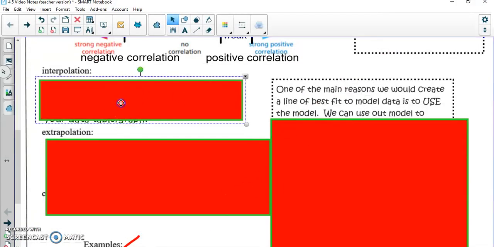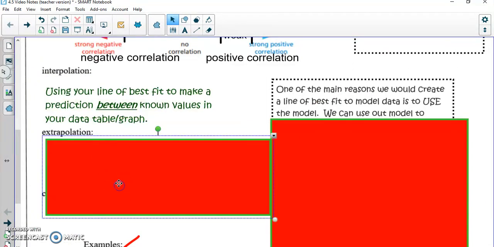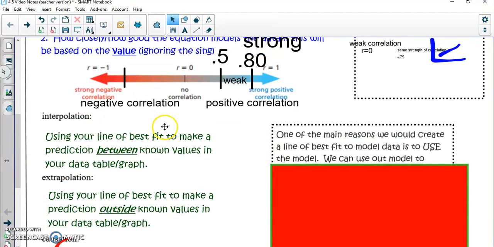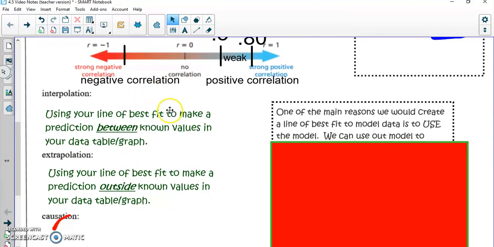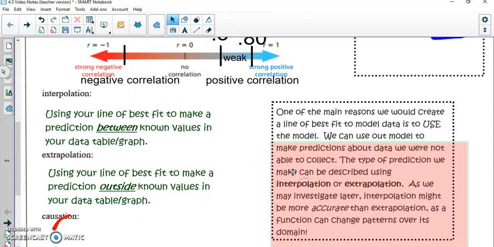So there are two different types of questions that I could answer with the model that I've created. One of them is called interpolation. One of them is called extrapolation. And the only difference is where we are making our prediction. The type of prediction we make is kind of important, as we might investigate later. If we're predicting within data we have versus trying to predict some information about data that's really far away, then how good our model will be might change. So we want to describe what type of prediction we're making.